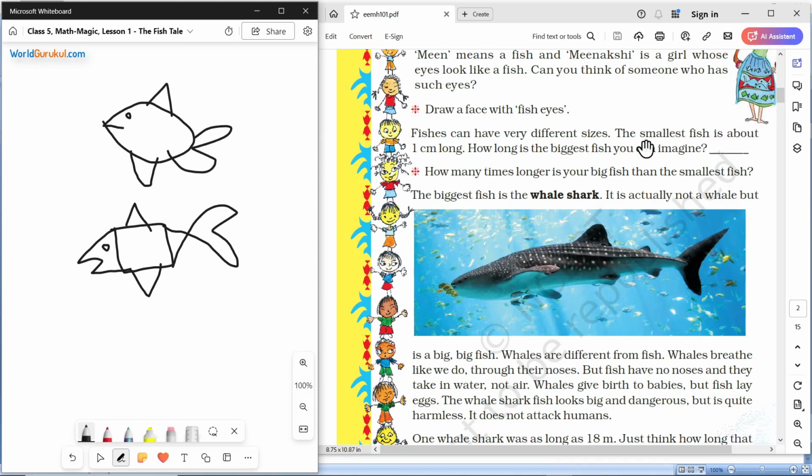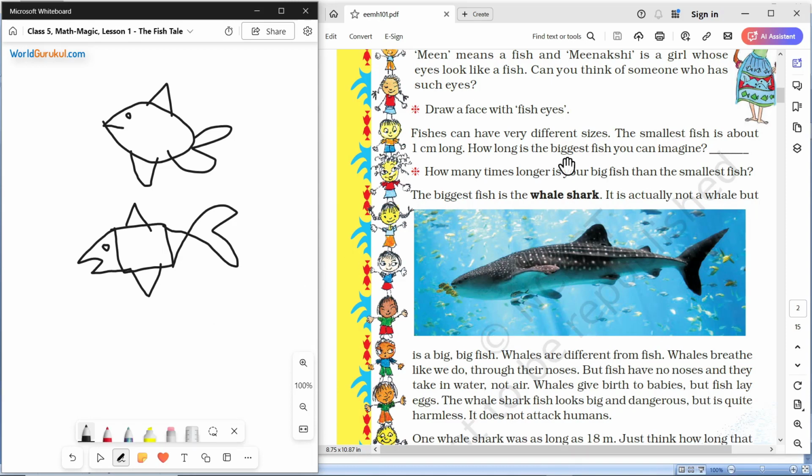The smallest fish is about 1 centimeter long. Do you know what is 1 centimeter? It is just around a knuckle. Take your finger, and that one knuckle will be around 1 centimeter. Your thumb will be around 4 to 5 centimeters. So that is how small it is.